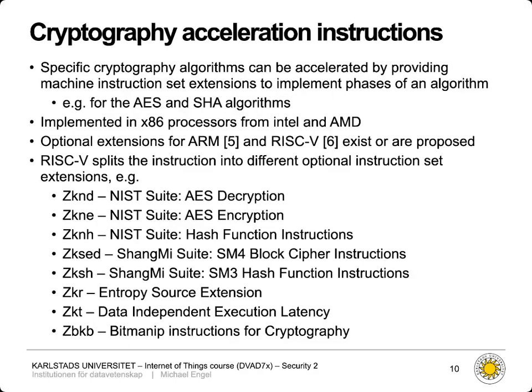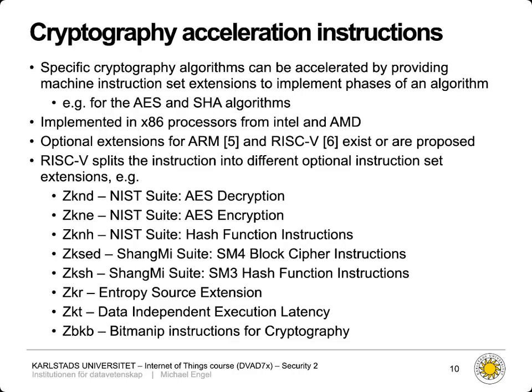So the second approach is to still use standard cryptography algorithms like AES, but to accelerate the critical parts of this. And this is done by CPU vendors. These, for example, provide instructions to accelerate the software implementation of AES and SHA algorithms. This has been implemented for quite some time in Intel and AMD processors. And for embedded use cases, there are optional extensions for ARM processors and also for RISC-V. Some of these exist, some of these are proposed. None of these are a required part of the standard, but it would be ideal if also smaller processors would implement them.